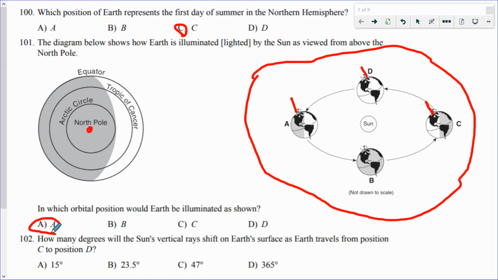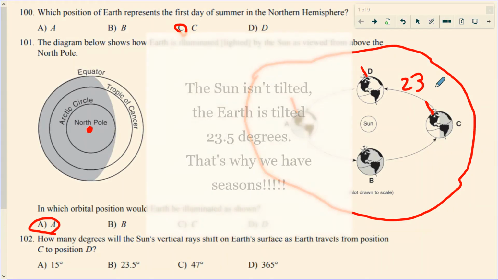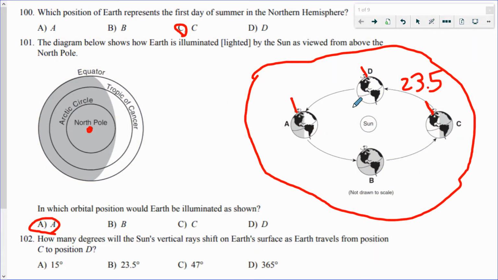How many degrees will the sun's vertical rays shift on Earth as it goes from C to D? C to D. That's one season. Each season, it changes by whatever the tilt of the Earth is. So the Earth is tilted 23.5 degrees. So that's how much it changes each season.